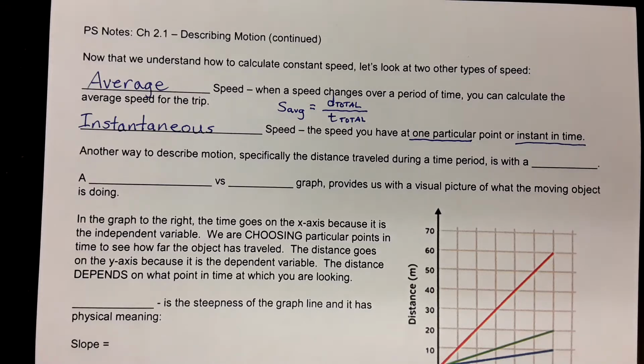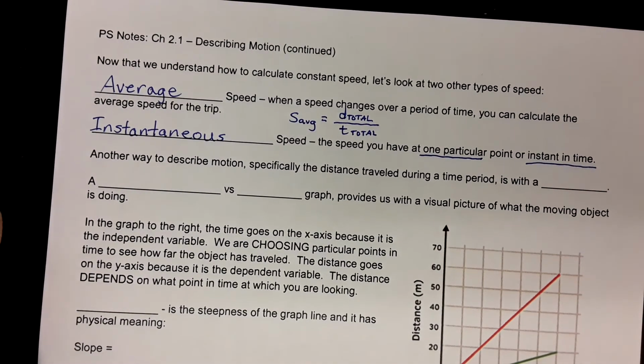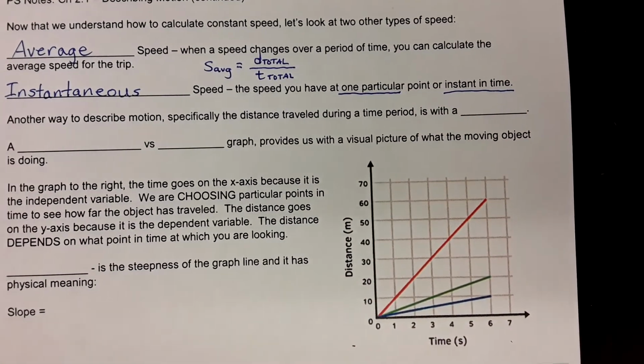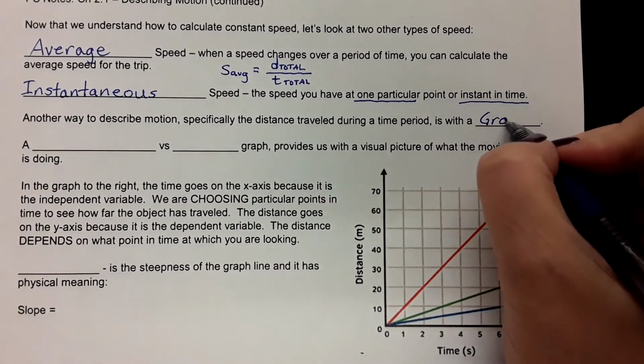Okay? Now, so you can have constant speed, you can have average speed for a time period, you can have instantaneous speed for a particular point in time. All right, so now let's move on. Let's take a look at another way we can describe motion, okay? And that is with a graph.